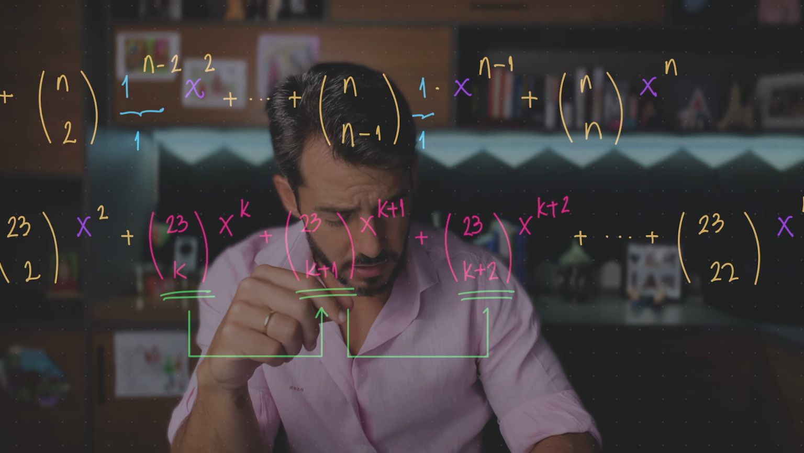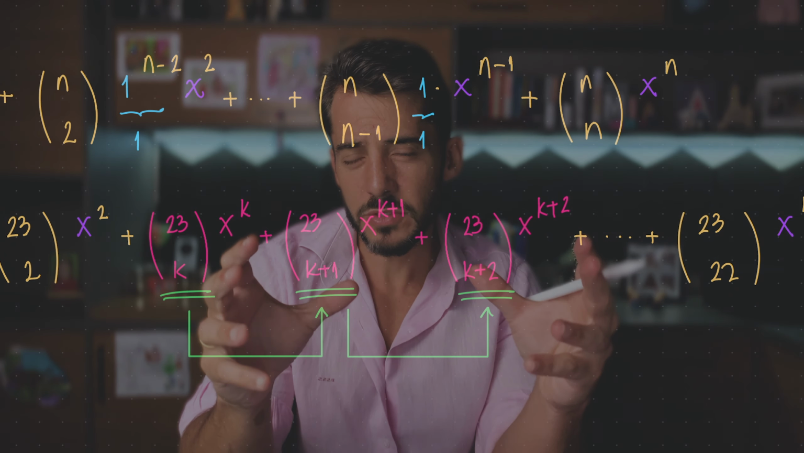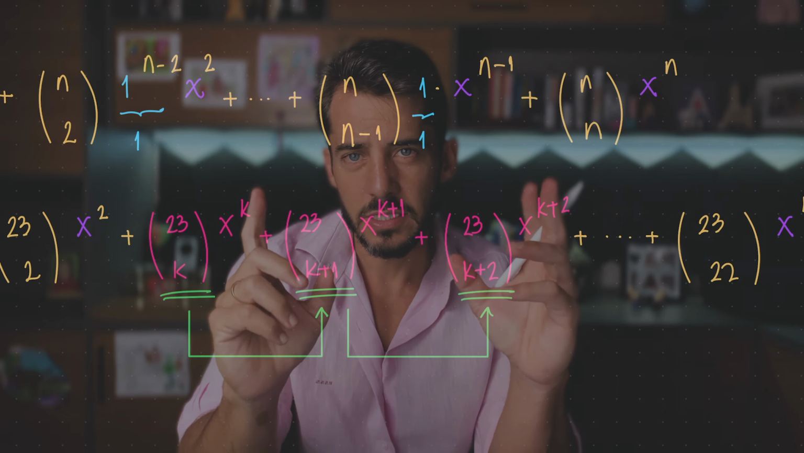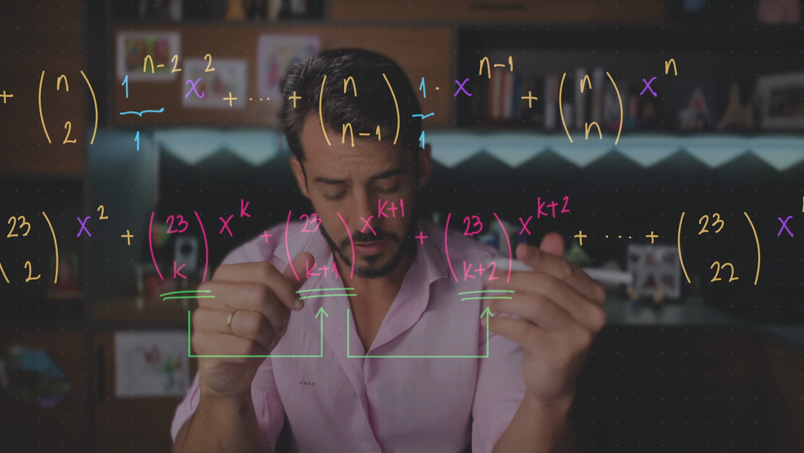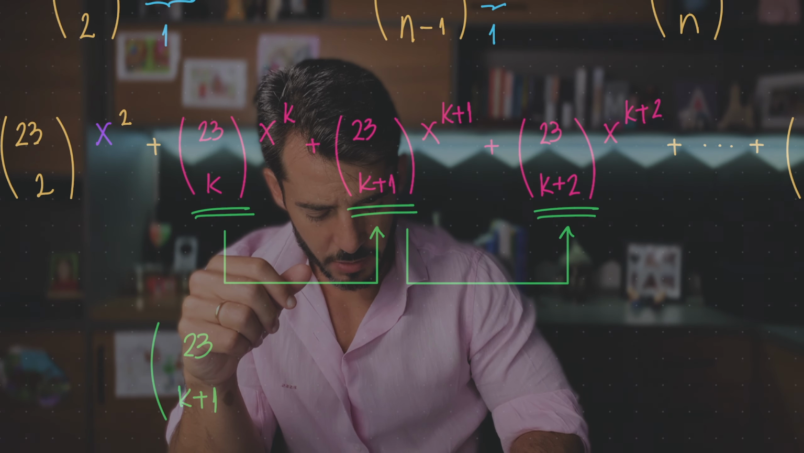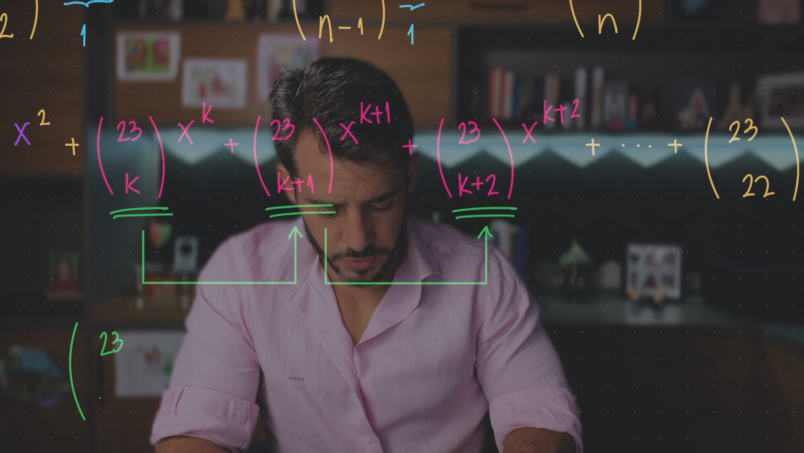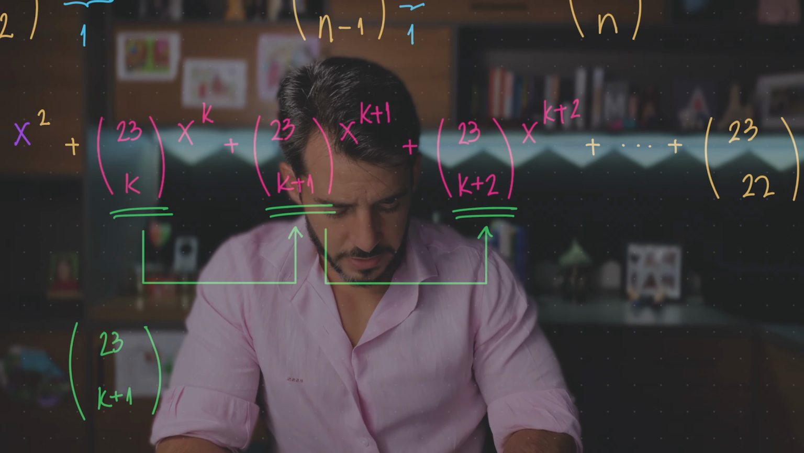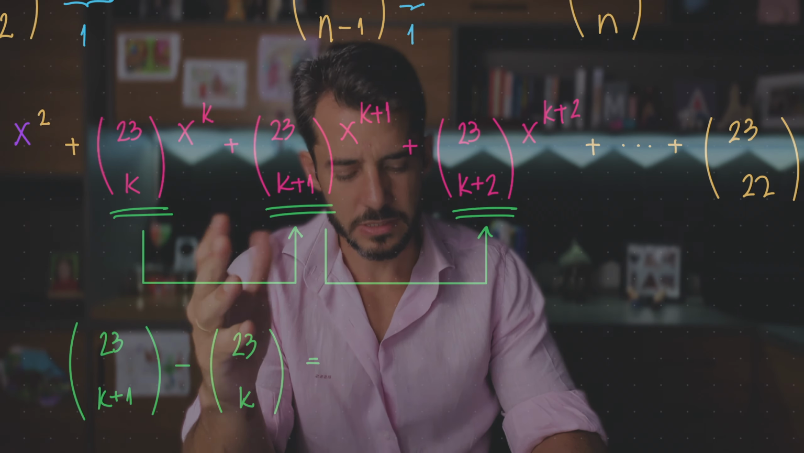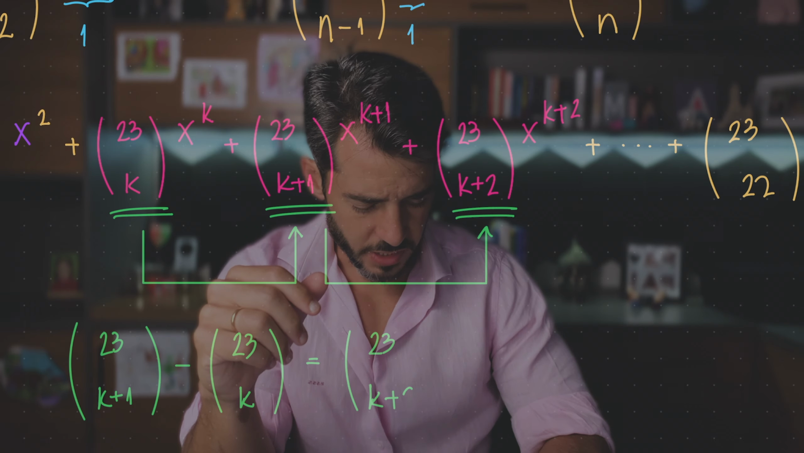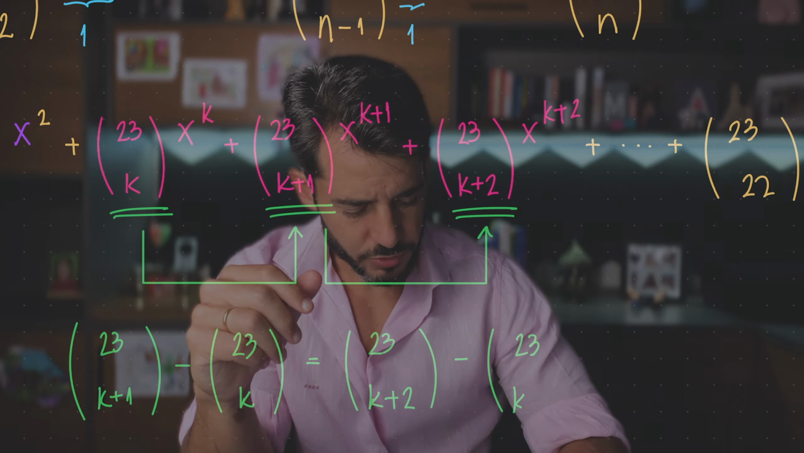That's the basis of an arithmetic sequence. The difference between two consecutive terms is equal. It's identical as we move along the sequence itself. Therefore, 23 choose k+1 minus 23 choose k should be equal, if this is an arithmetic sequence, to 23 choose k+2 minus 23 choose k+1.